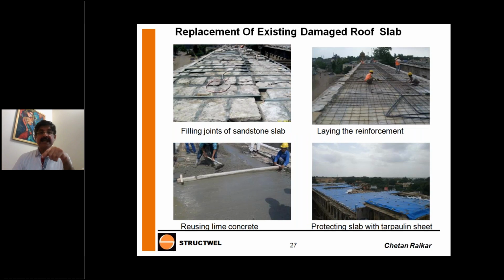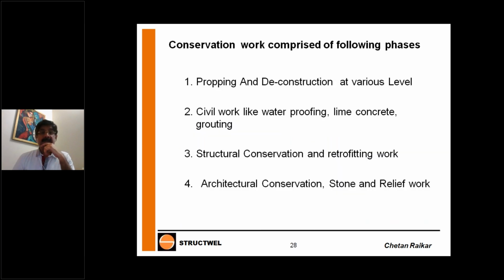The stone slabs which were removed were replaced more or less at the same location, not exactly at the same place, but more or less in the same region. Then mild reinforcement was tied, and the entire lime concrete was reused. The whole terrace was covered with tarpaulin, and very limited curing, because lime concrete is air cured predominantly, but we had also used some cement, about 10 or 15%. So that's how we cured the whole thing, and the whole slab was conserved very effectively.